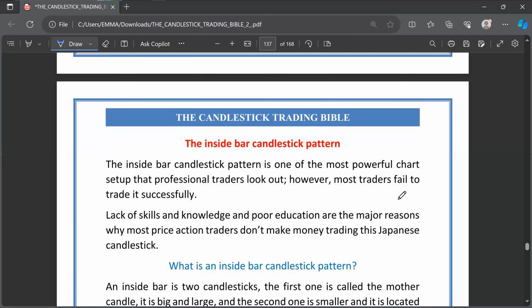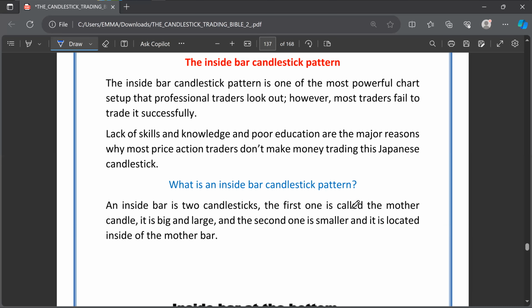Now, the inside bar candlestick pattern, right? So, don't worry, let's continue with this. The inside bar candlestick pattern is one of the most powerful chart setups that professional traders look at. However, most traders fail to trade it successfully. Lack of skills and knowledge and poor education are the major reasons why most price action traders don't make money trading this Japanese candlestick.